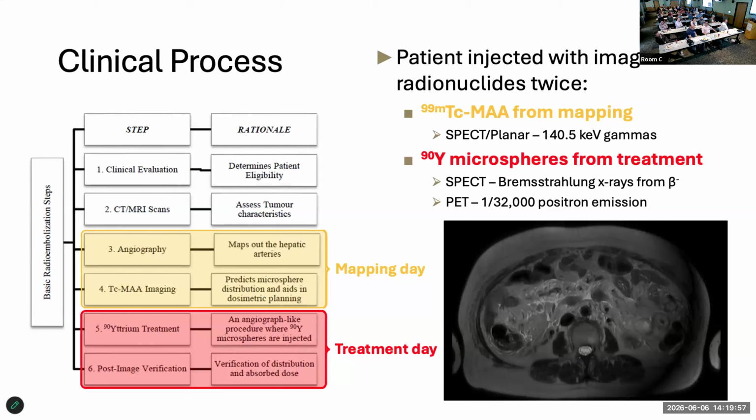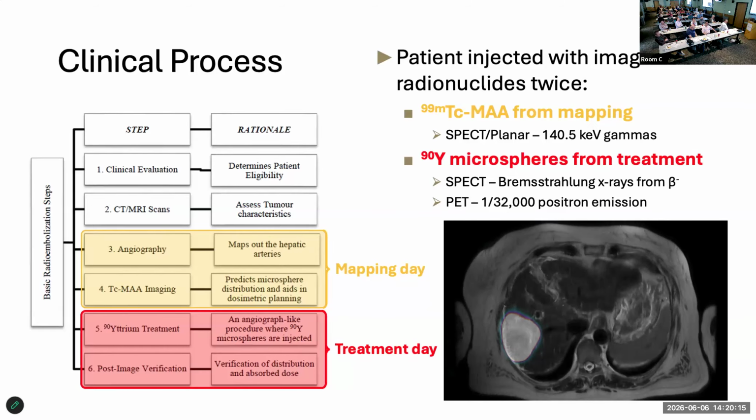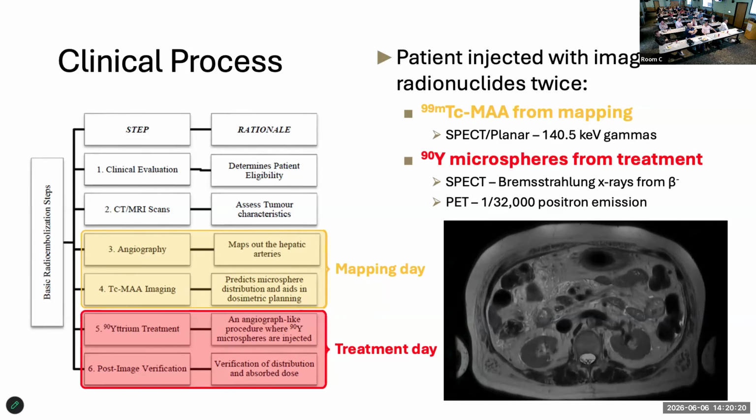And then Y90 microspheres are imageable via SPECT and PET, which is very unique. SPECT, we use Bremsstrahlung imaging from the beta particles interacting with the tissues in the patient. And PET, we have a 1 in 32 million chance for positron emission. So it takes a little bit, but you can still get a sufficient image. And here I have a slide of that patient having a successful administration to that segment.